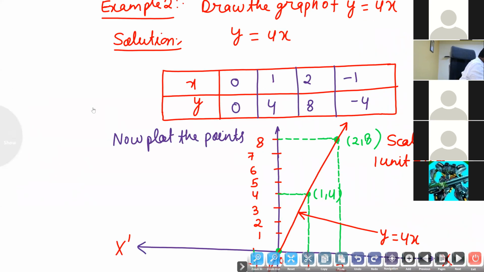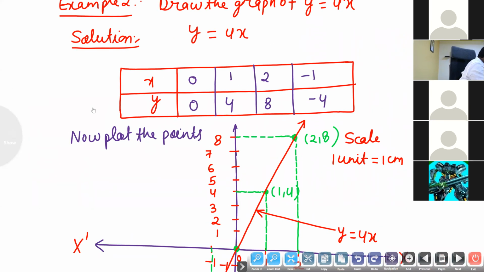Next, how to make the points? The x coordinate is 0, the y coordinate is 0, so the point will be 0, comma 0; 1, comma 4; 2, comma 8; -1, comma -4. Now this point we want to plot on the graph paper.